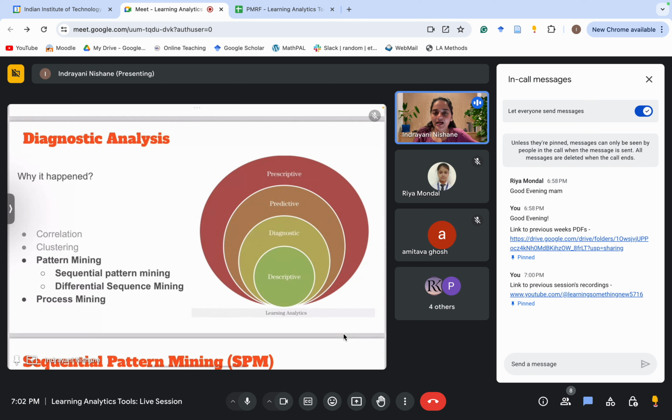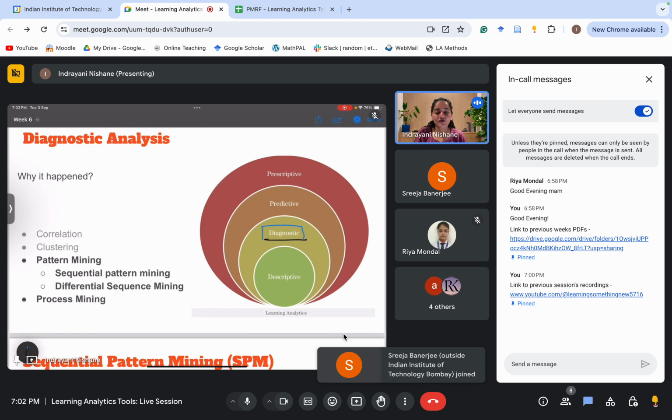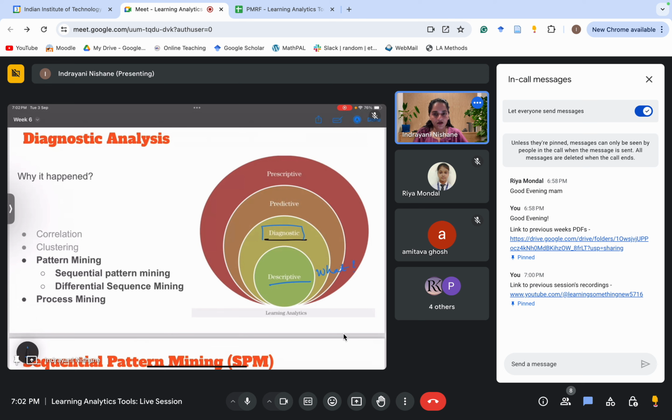Just like last week, this week also we are continuing with the diagnostic analytics part. We did descriptive analytics. We learned different visualizations or graphs which we can use to represent the data we have, and we understand what our data looks like. So the next level question is the why question.